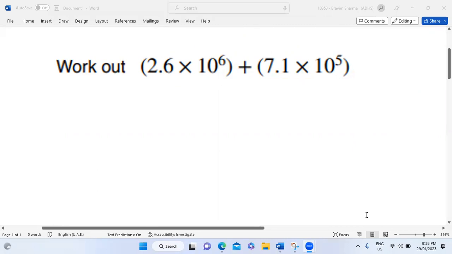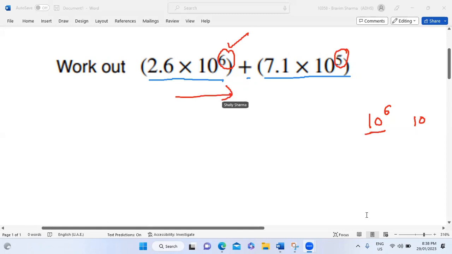So the first question here is written 2.6 times 10 to the power of 6 plus 7.1 times 10 to the power of 5. Now the most important thing to look at here is the exponent values of 10. So here it is 6 and here it is 5. Unlike multiplication and division of standard forms, you can have any powers, like 10 to the power 6 in one of the numbers written in standard form, and another can have 10 to the power 5. But when we have to add the two numbers, these exponent values must be the same.